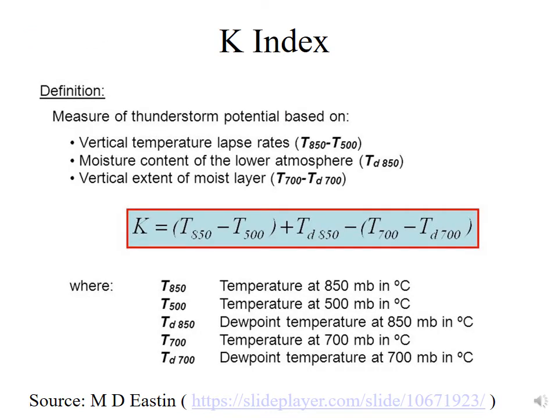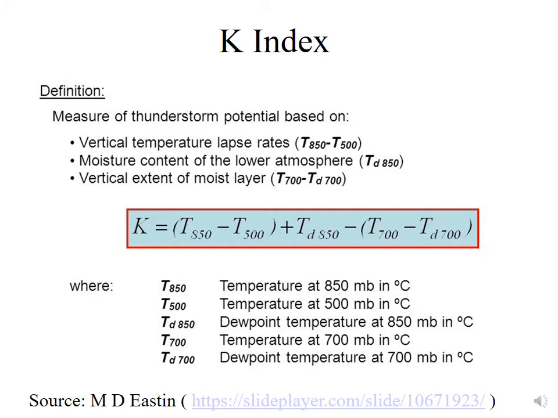So let's take a look at the K index. The K index is trying to measure the thunderstorm potential, and it's looking at the lapse rate of the atmosphere between 850 and 500 hectopascals, or between 85 and 50 kilopascals. So it's looking to see if that atmospheric layer is stable, unstable, or neutral. It's also looking at the moisture content of the lower atmosphere, that is, the dew point at 85 kilopascals. If you have no moisture, that's going to be a problem for thunderstorms because you need lift, instability, and moisture.